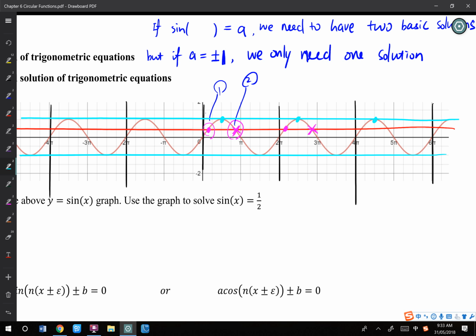All the other values, including 0, you will have two solutions, because you can see y equals 0 in each period, I can find this one and this one. I still need two solutions. But in one period, like 0 to 360 degrees, only 90 degrees gives you sine 90 equals 1. There's no other value. So in each period, there's only one value that gives you 1 or -1. That's something you need to remember first.